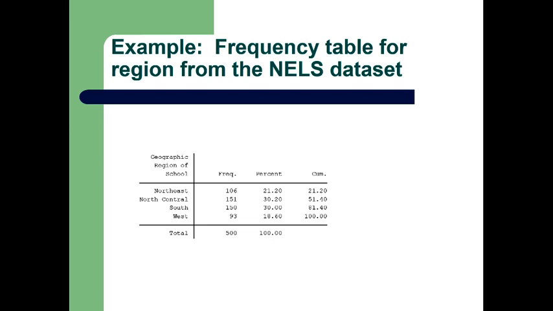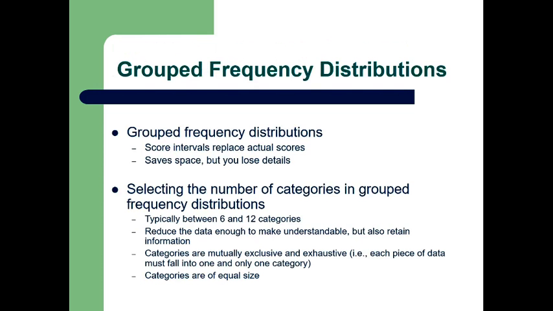The grouped frequency distributions are table frequency distributions where score intervals replace actual scores. This just means grouping numeric variables saves space compared to listing all values. This practice saves space, but also you lose details.